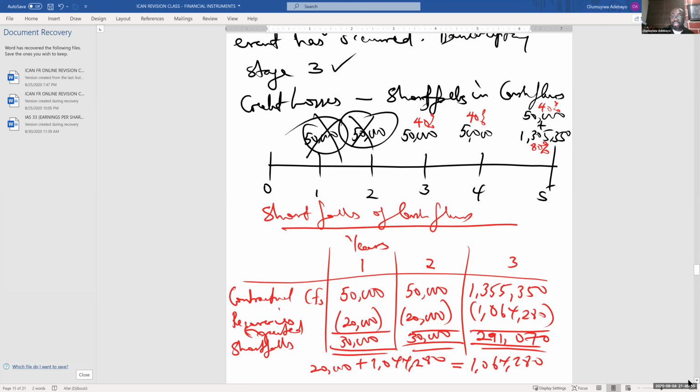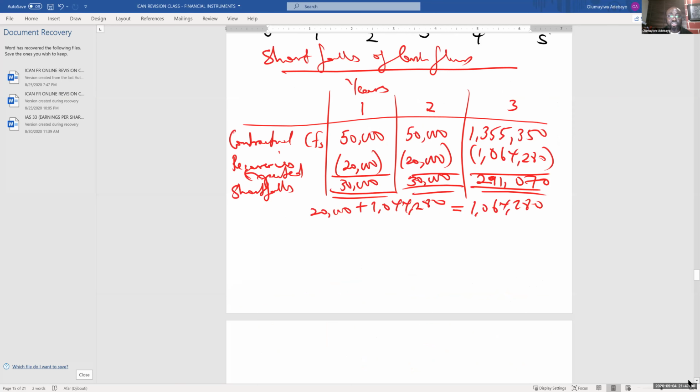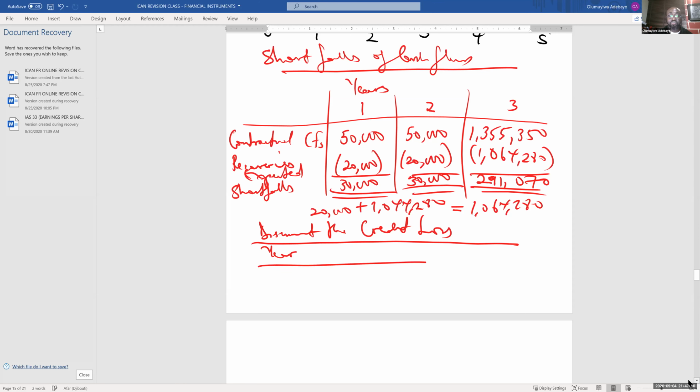I will apply the time value of money. Therefore, I discount those shortfalls or the credit losses to get my expected credit loss. Year 1, 2, and 3, credit losses. My discount factor, which is the effective interest rate of 10%, and my expected value.